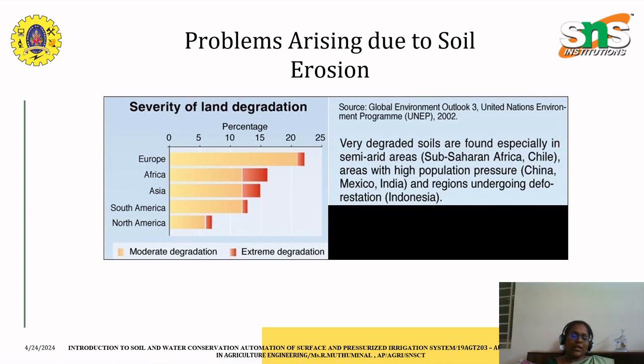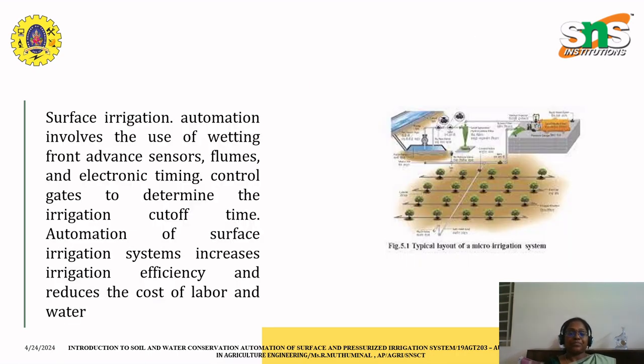In very degraded soil, it is not possible for us to enrich it again. But under moderate degradation, it is possible for us to enrich it again with the help of automated and manual techniques, where we can enrich the soil nutrients which have already been dislocated.